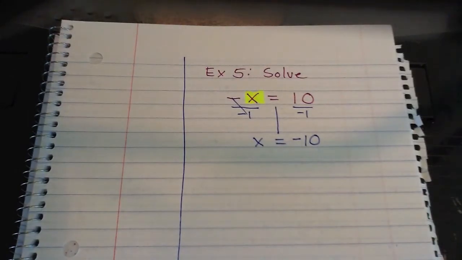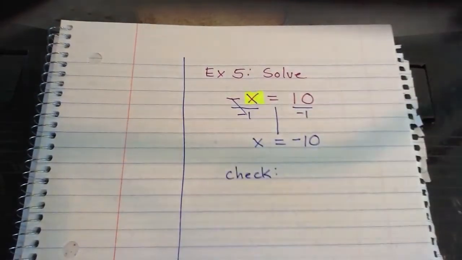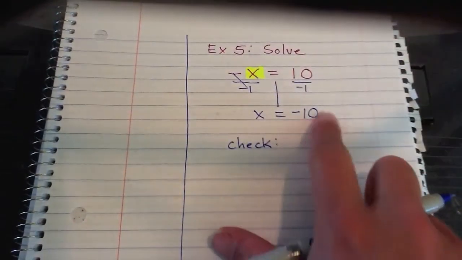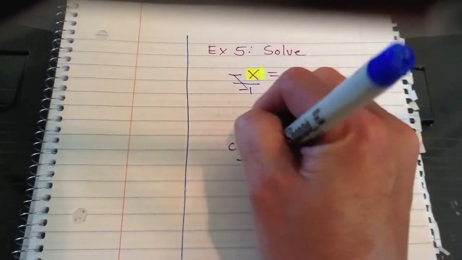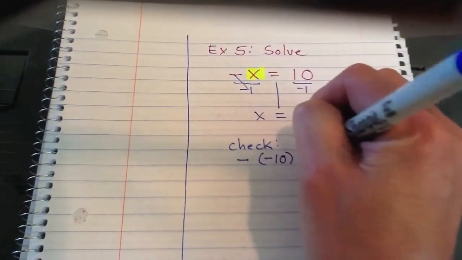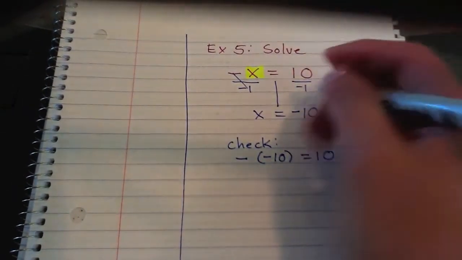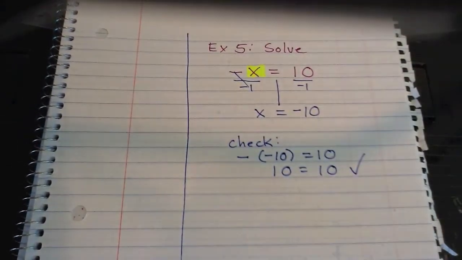And notice if you were to check this, if you use the rules we've learned about evaluating, I'm plugging in negative 10. I already have a negative there. So negative, then I plug in negative 10 equals 10. Negative times the negative is positive 10. And that's how that works.